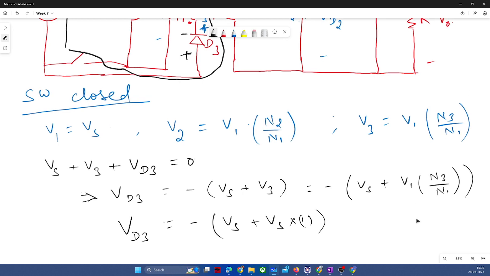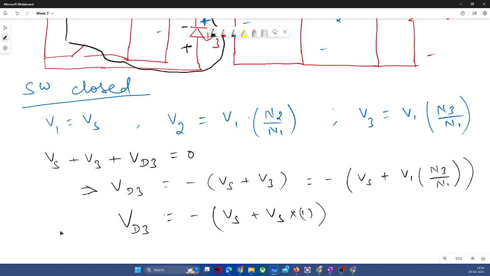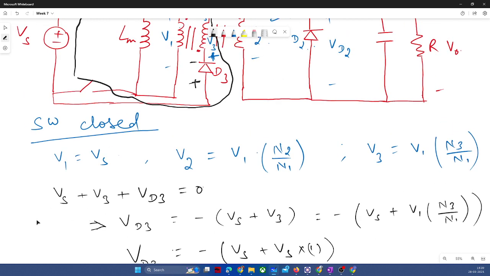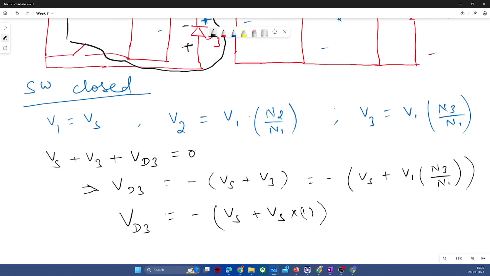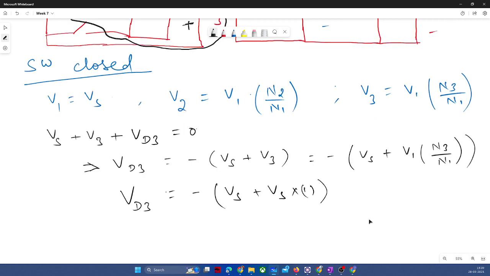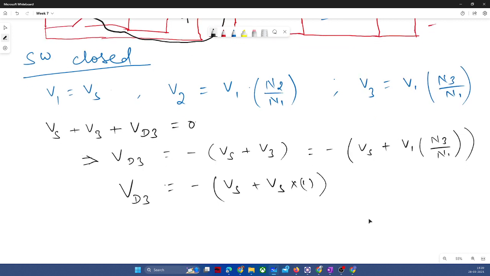Sir, here also the switch rating is the same as this VD3? In this scenario, the switch is closed. When the switch is open, we will discuss that. Yes, we will have the same rating appear, and a similar kind of expression will come. Just let me discuss the open circuit condition, then it will be convenient for all of us. Any doubt till this point? Otherwise, we will move ahead.